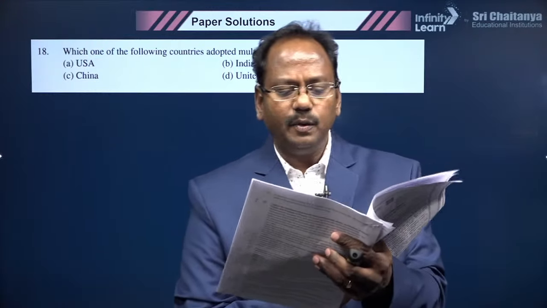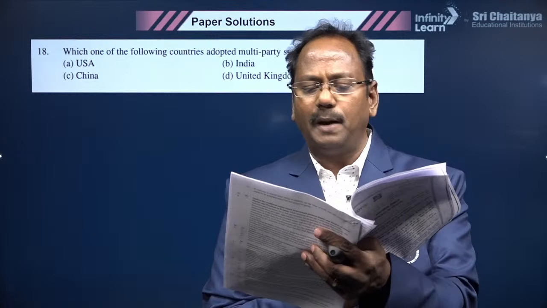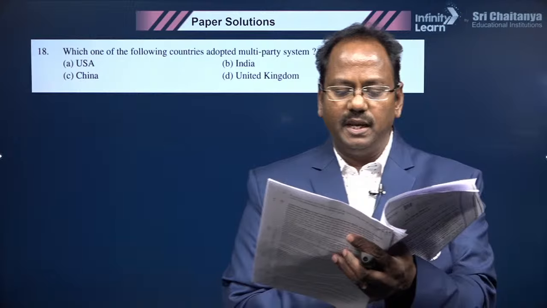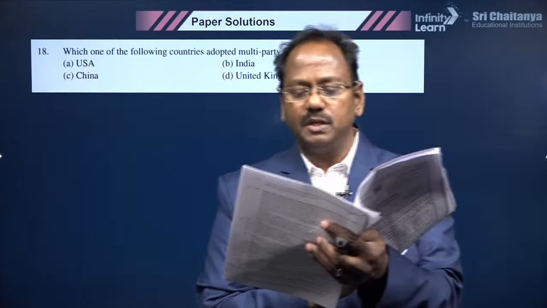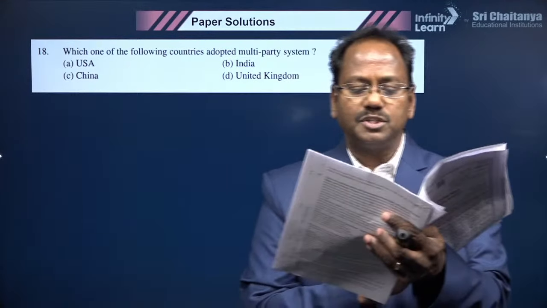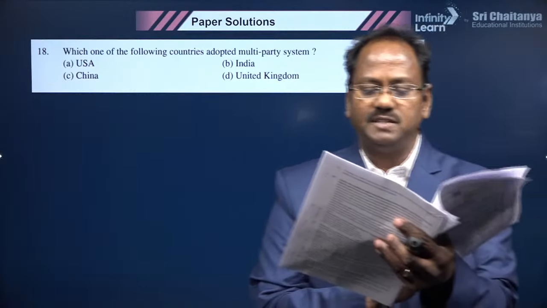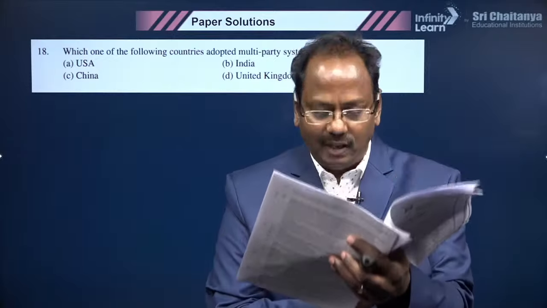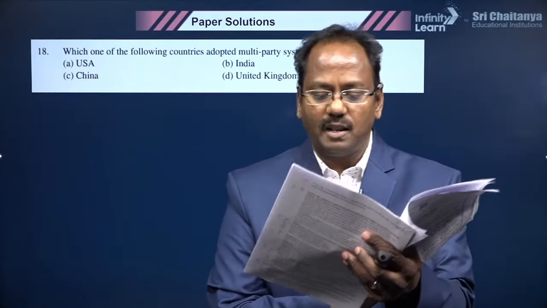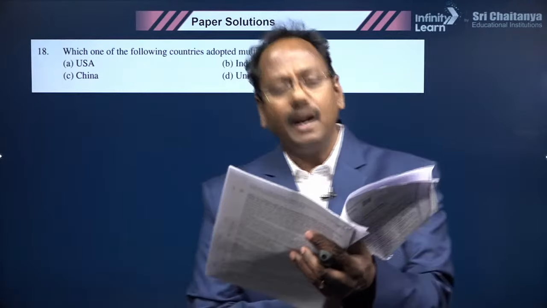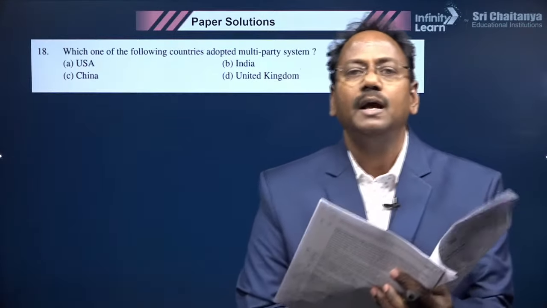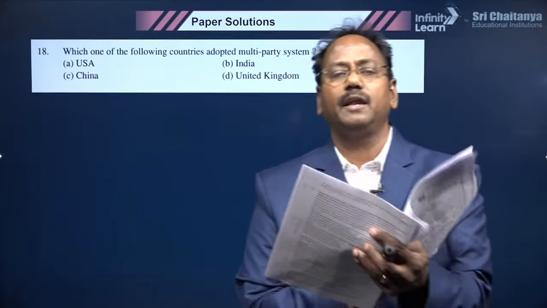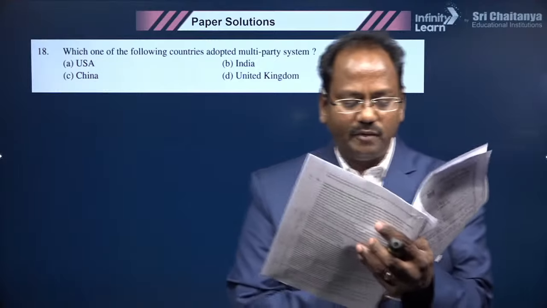And question number 18: which one of the following countries adopted a multi-party system? USA, India, China, United Kingdom. The multi-party system is adopted by India among the given options. So 18th question, answer is B. 19th question: which one of the following states is ruled by a regional party? The options are Haryana, Madhya Pradesh, Rajasthan and Odisha. Out of that, C, Odisha, where Biju Janata Dal has been a leading regional party for more than 15 years.